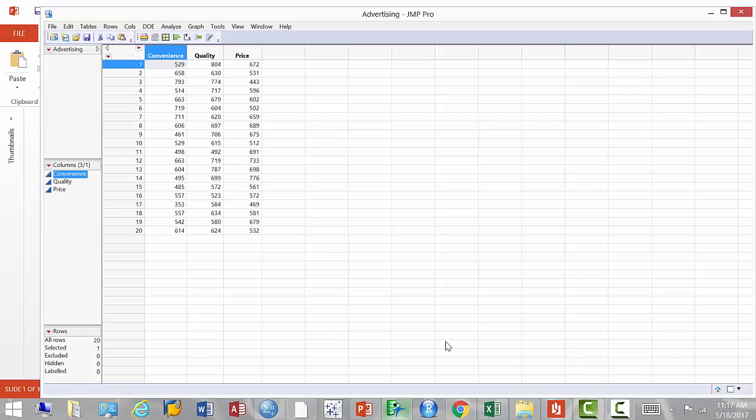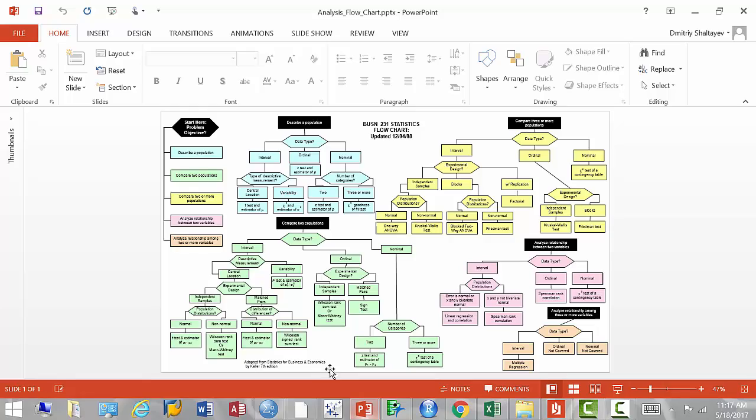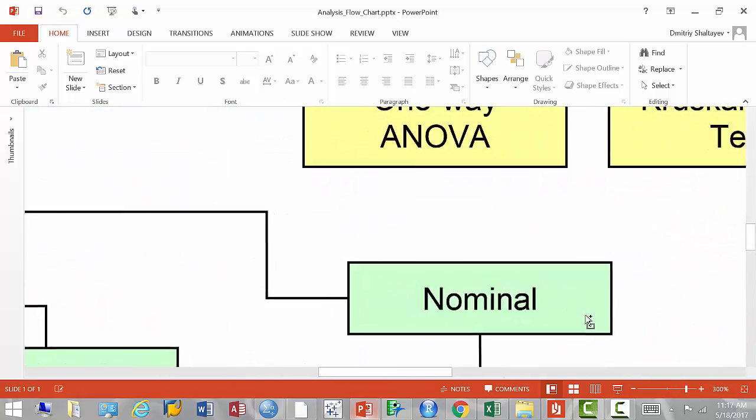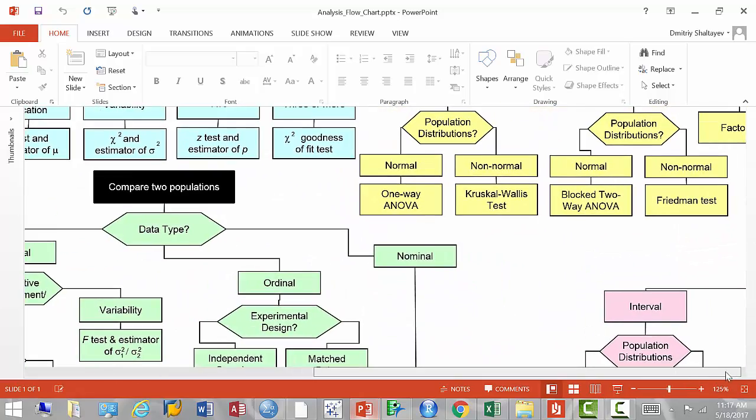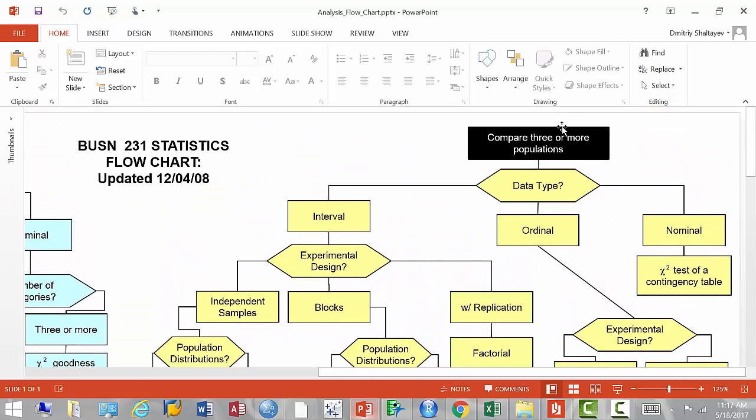Based on what I see in the file, three or more, right? I have three populations compared against each other. So I'm going to zoom in. Right here: three or more populations.